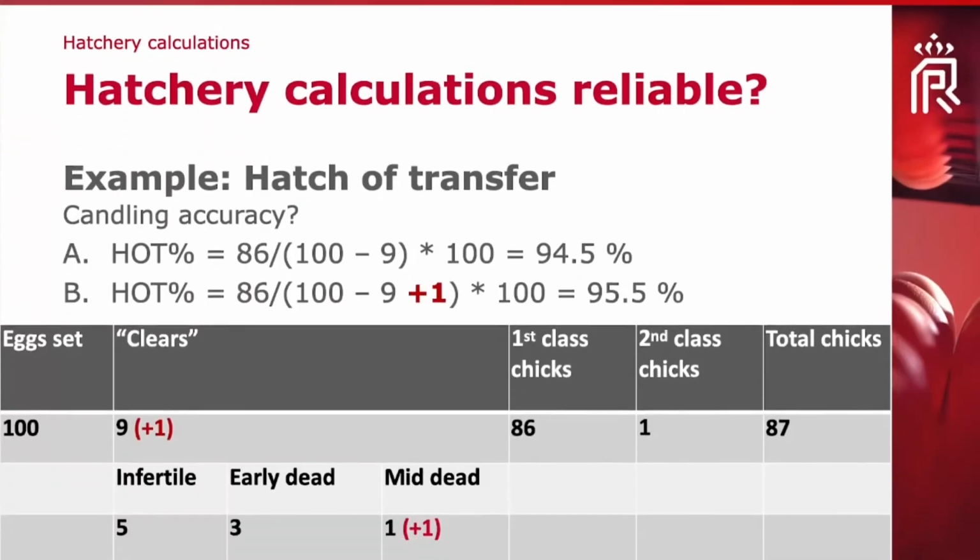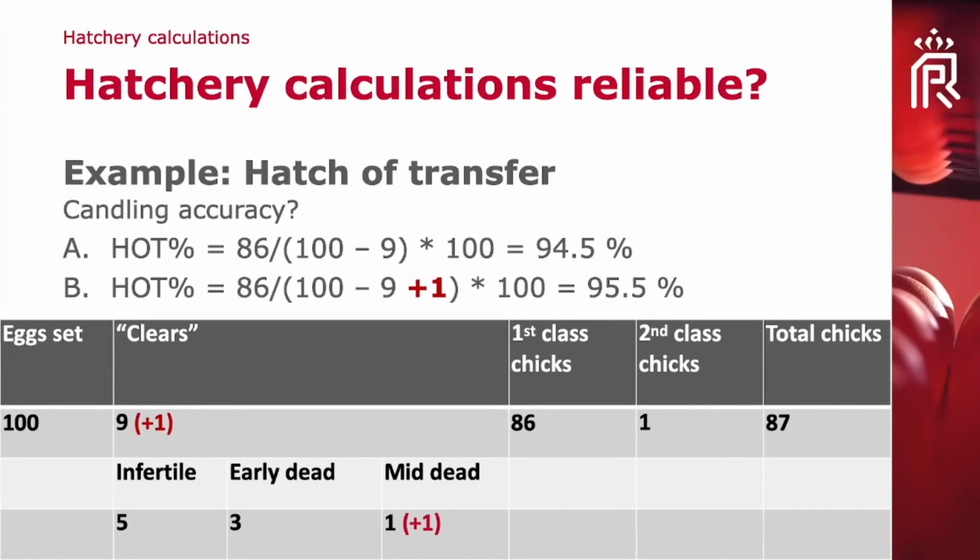Now, next calculation. What about the candling accuracy? So we've already calculated the hatch of transfer and we used the 9 clears. But what if you were to find out by a breakout after hatch that one of the eggs that didn't hatch was in fact not a late dead, but it was already a mid dead? That egg should have been removed during candling. So actually we need to adjust this calculation again as well.